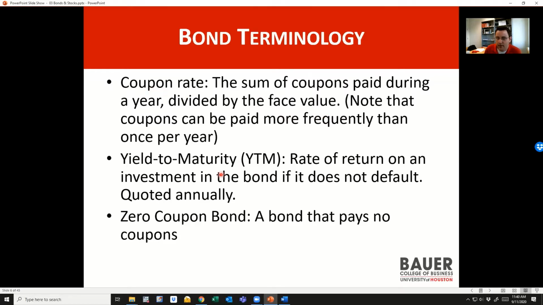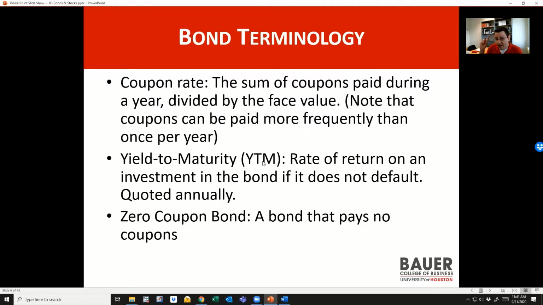The yield to maturity, we've alluded to earlier. This is the rate of return if the bond does not default. So if the bond makes all of those promised payments that, in the contract, they're promising these cash flows to you. If they actually give those to you, then your return on the bond is the yield to maturity. This is also quoted annually.